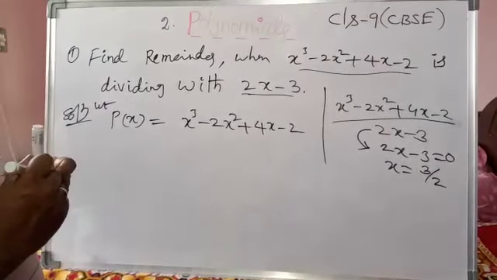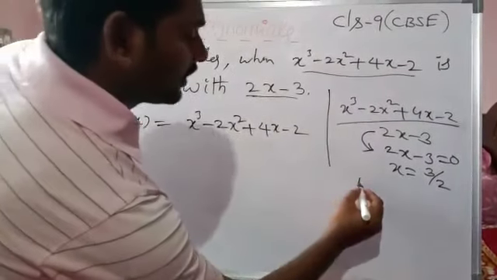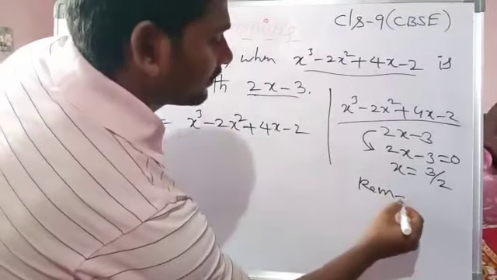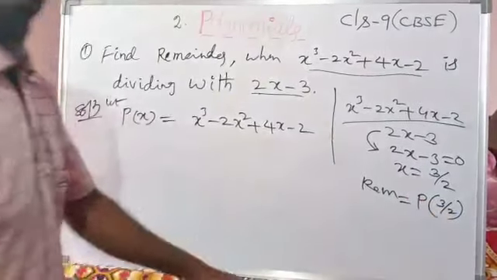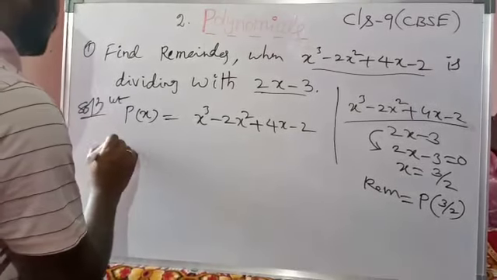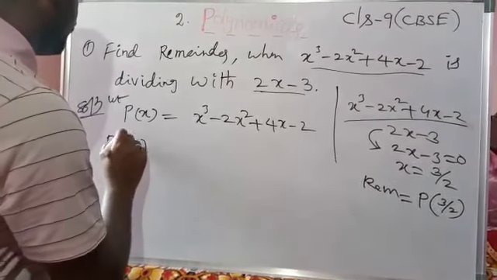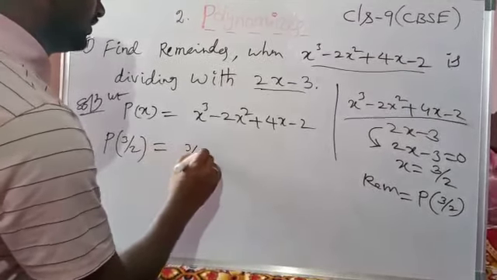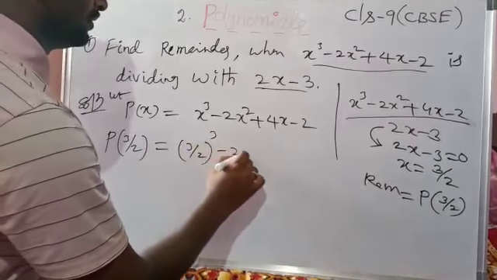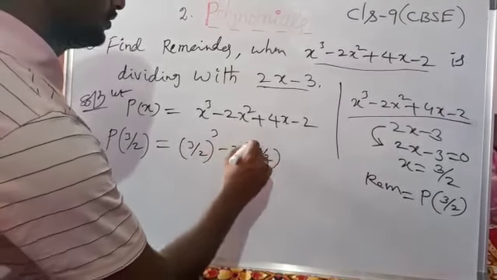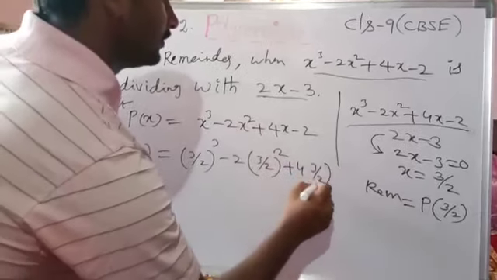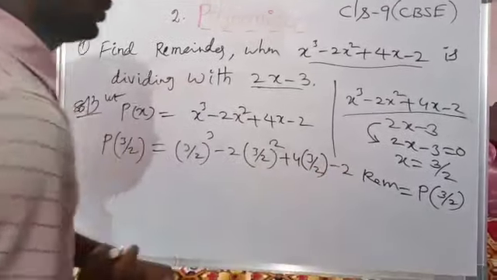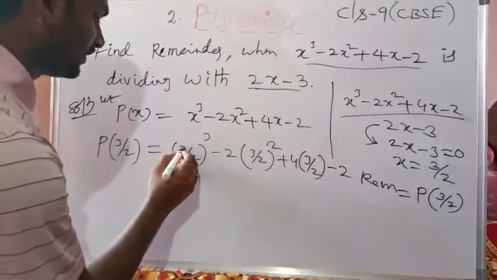So what is the remainder, students, here? By following the remainder theorem, the remainder is p of 3 by 2. So find the remainder, that is p of 3 by 2. So 3 by 2 whole cube minus 3 by 2 whole square plus 4 into 3 by 2 minus 2. Okay, students, this is 3.